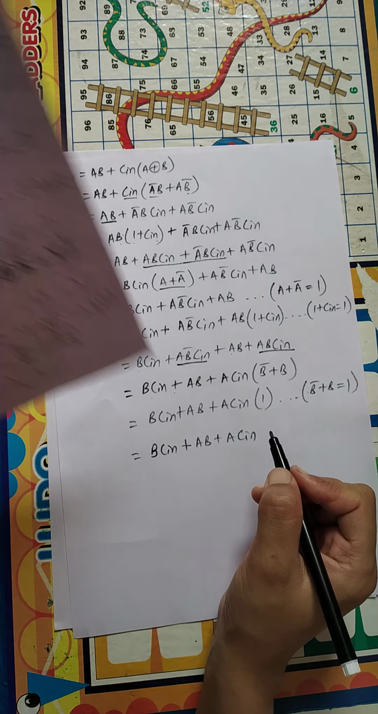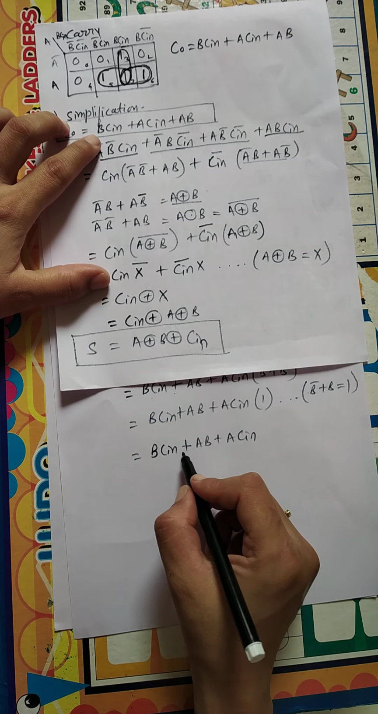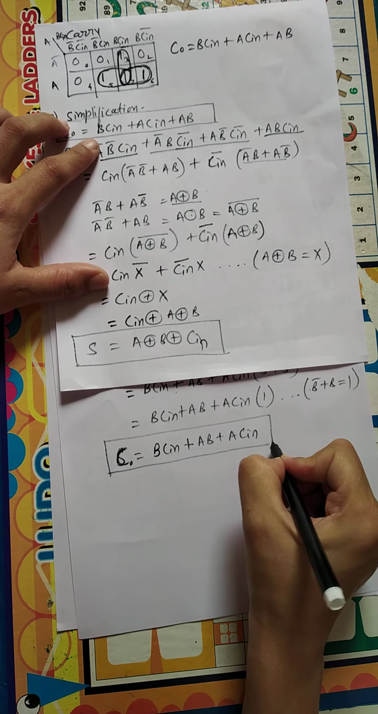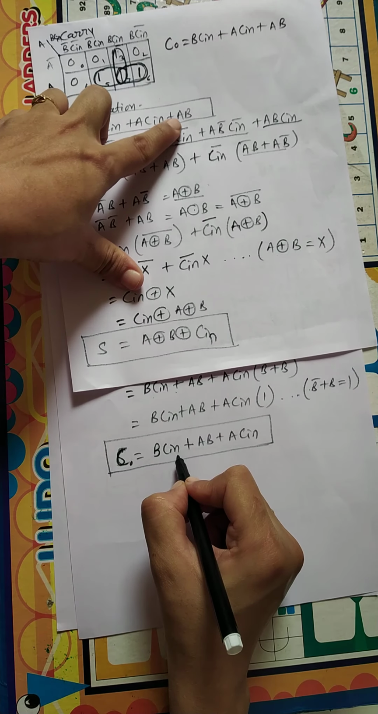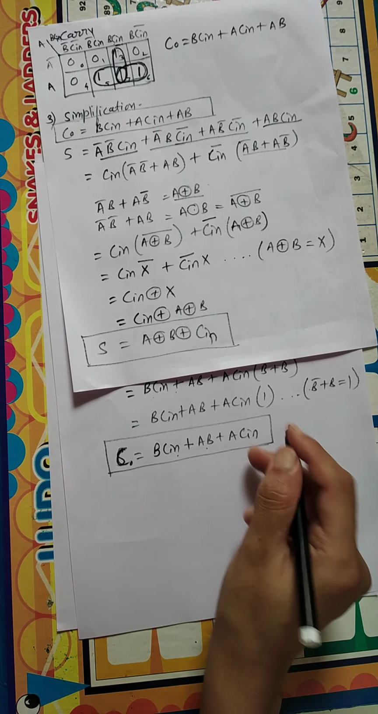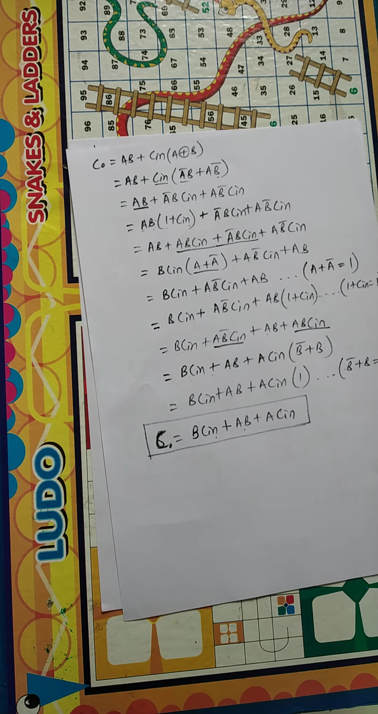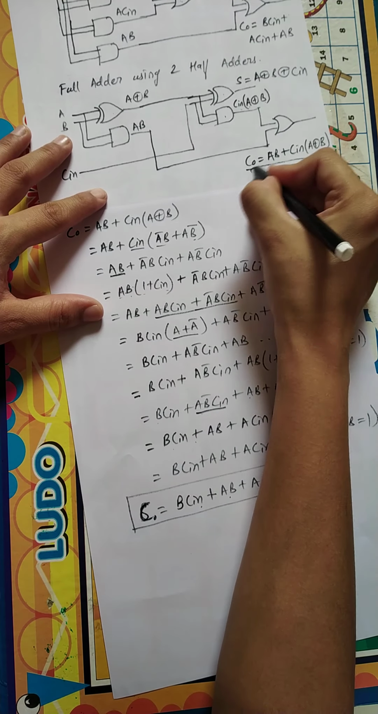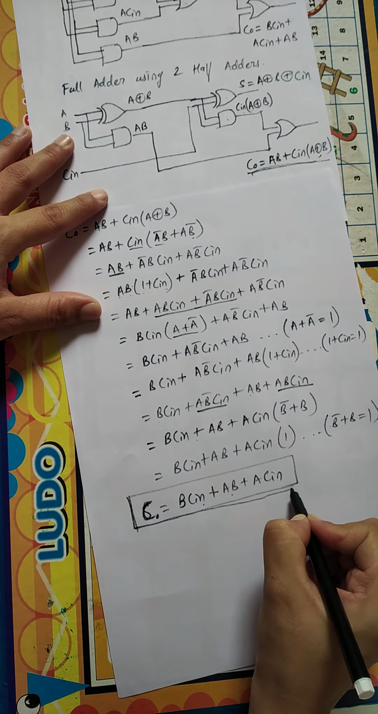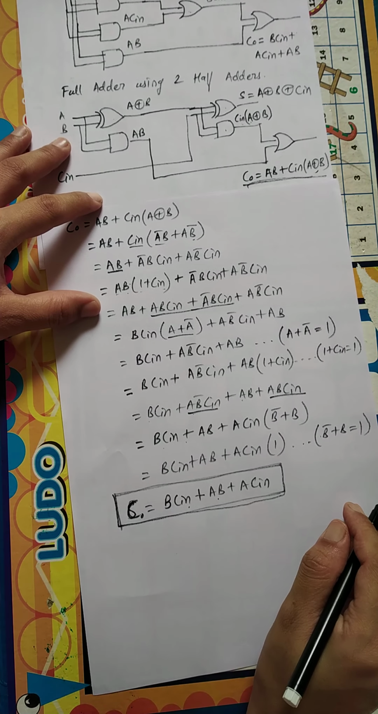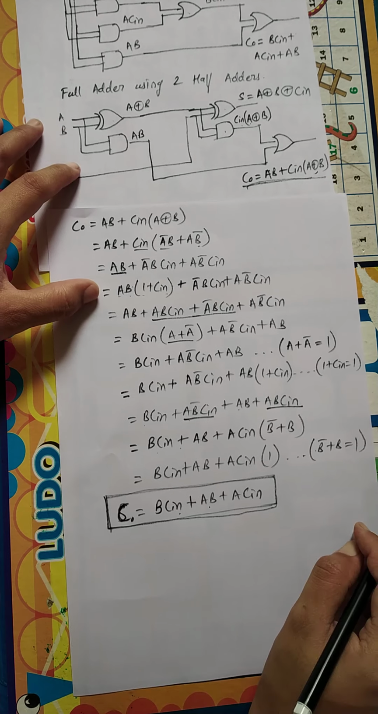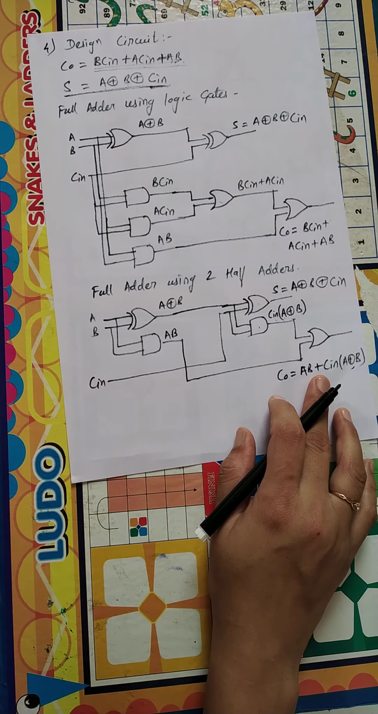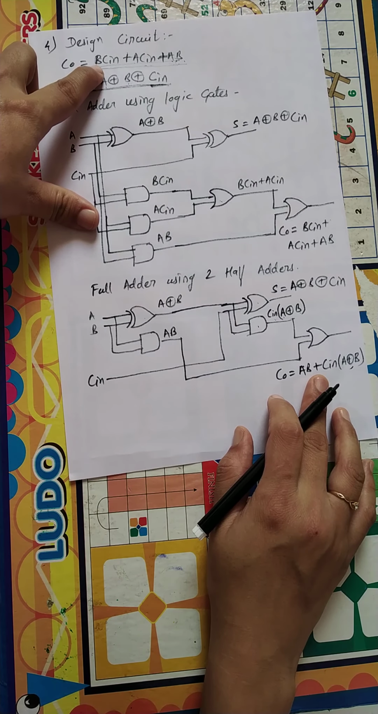So actually here we got the equation for carry. Right, so here you can see that BCin plus AB plus ACin. So here it is proved that this equation is nothing but this equation. Is it clear? I hope it is clear for you. Thank you. The carry equation can be simplified, and we'll get a simplified equation as this equation.